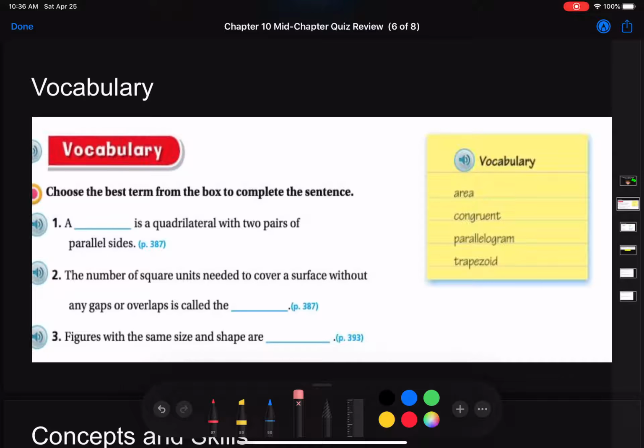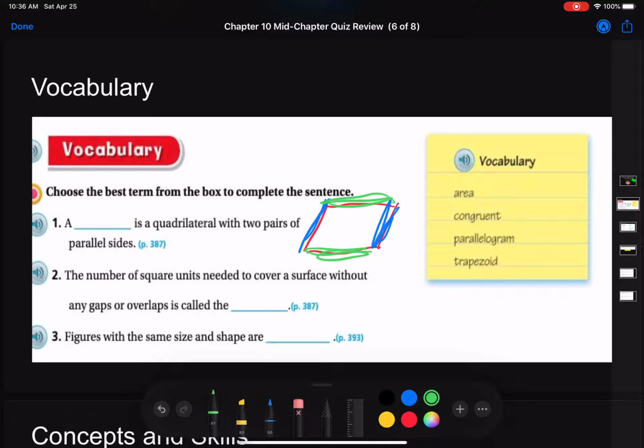Now, you have area, congruent, parallelogram, and trapezoid. And we talk about congruent like in chapter 2, lesson 3 on the triangles, because when you cut a parallelogram in half, you're making two congruent triangles. So the first one, number 1: a blank is a quadrilateral with two pairs of parallel sides. So like a rectangle, and a rectangle is a type of parallelogram, because a parallelogram, if you draw it out, has two sets of parallel sides.